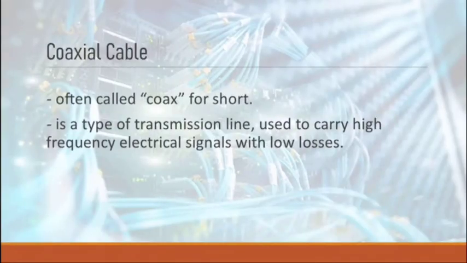Hello everyone, I am Lourdine Von L Cataluña and I am going to report about coaxial cable, twisted pair cable, and fiber optic cable. Coaxial cable is often called coax for short. It is a type of transmission line used to carry high-frequency electrical signals with low losses. Therefore, it is used in such applications as telephone trunk lines, broadband internet networking cables, high-speed computer data buses, cable television signals, and connecting radio transmitters and receivers to their antennas.